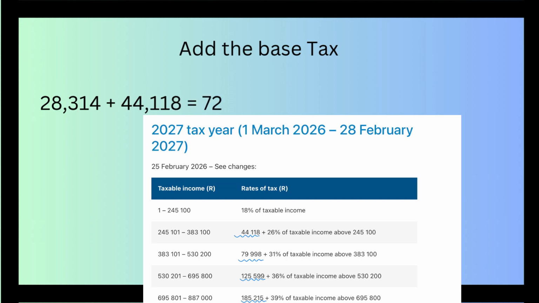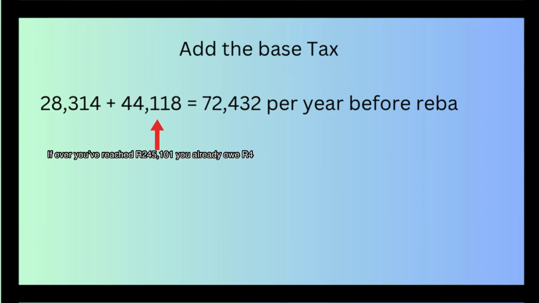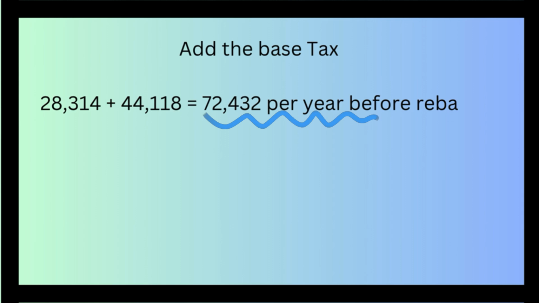That 28,314, then you are now adding it to the base tax. So a base tax is a fixed amount of tax you must pay for reaching a certain income level. So then it is given on the table that we are using, and then we get the amount. So then 72,432 rands becomes your tax per year before rebate.